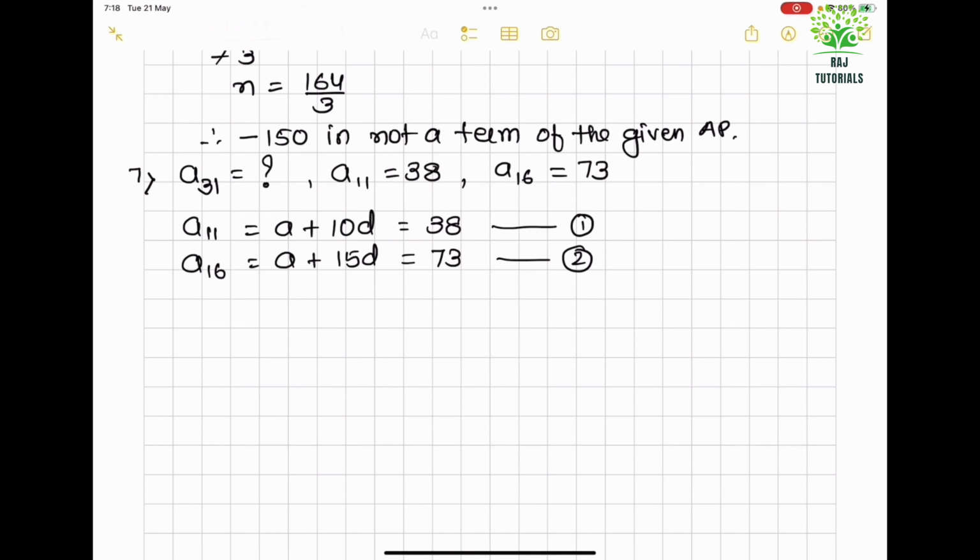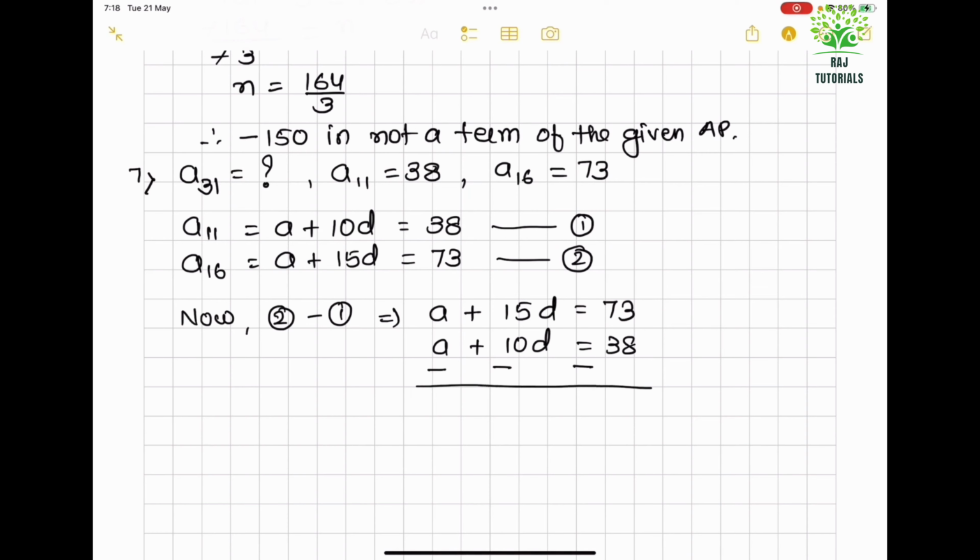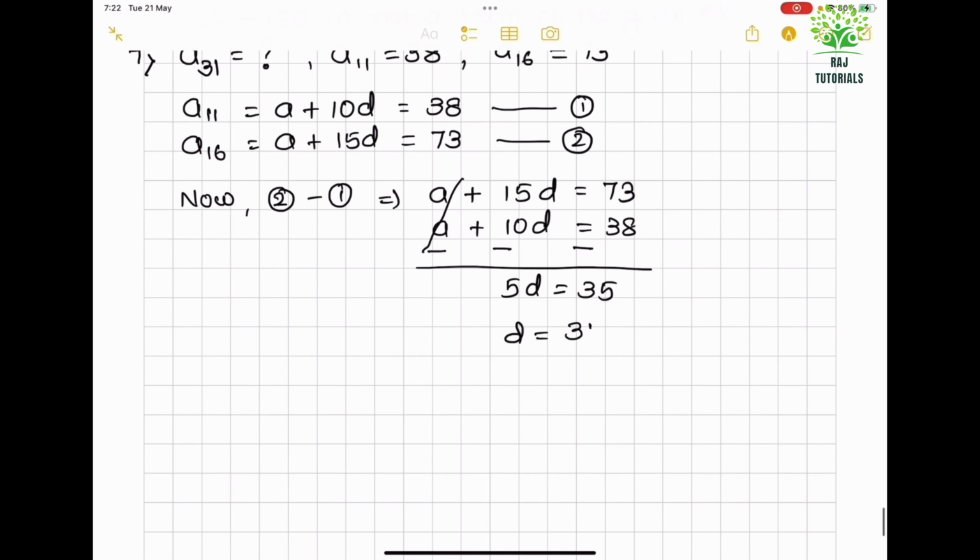Now doing 2 minus 1. So it's A plus 15D equal to 73, A plus 10D equal to 38. Subtracting them, A got cancelled, 5D equal to 35. So D will be 35 by 5, which is equal to 7. So now we got D.